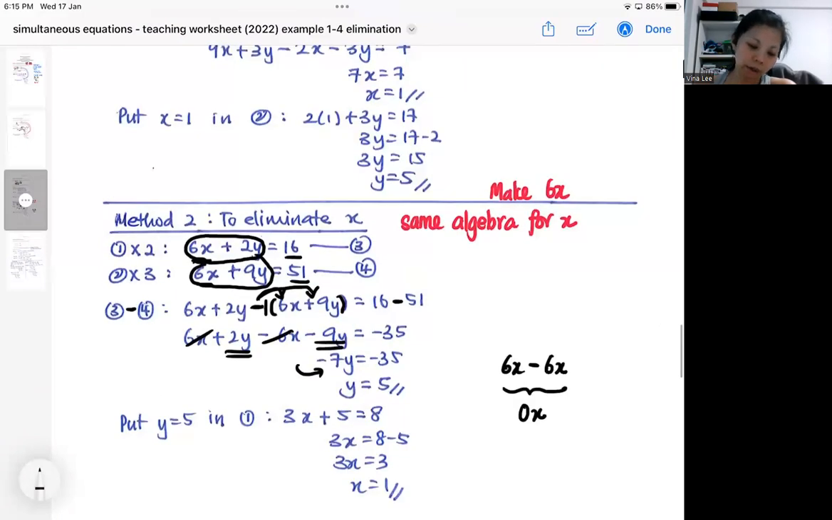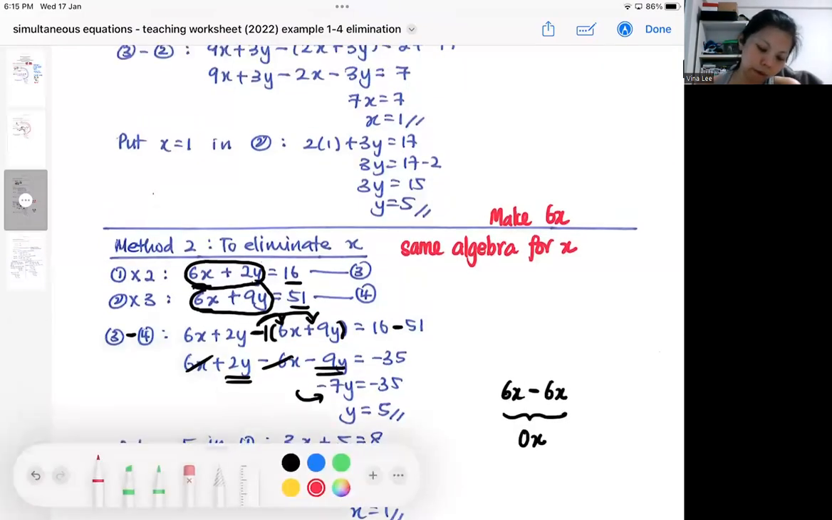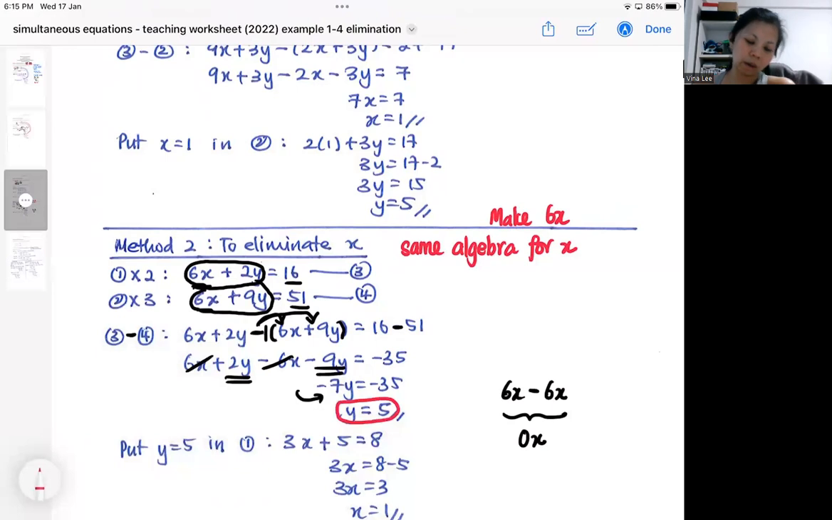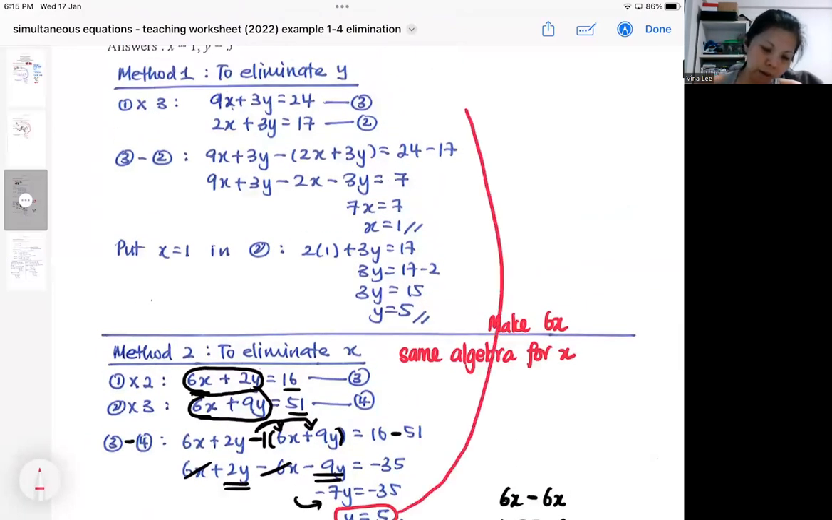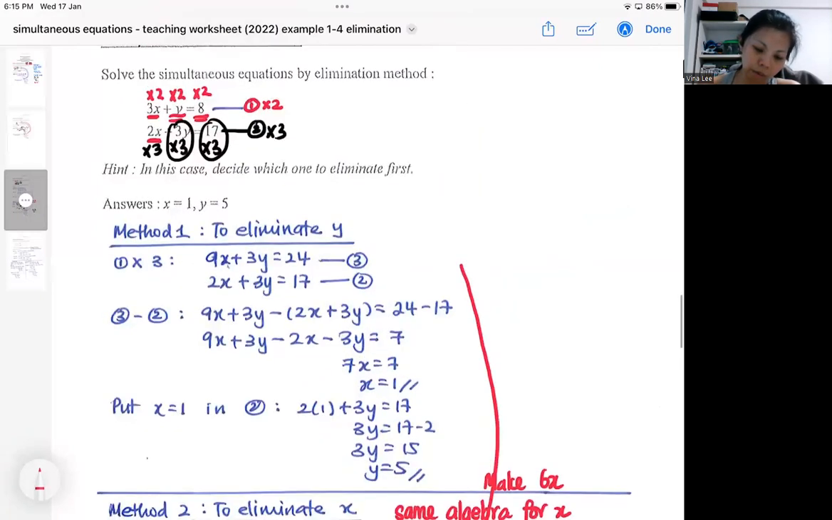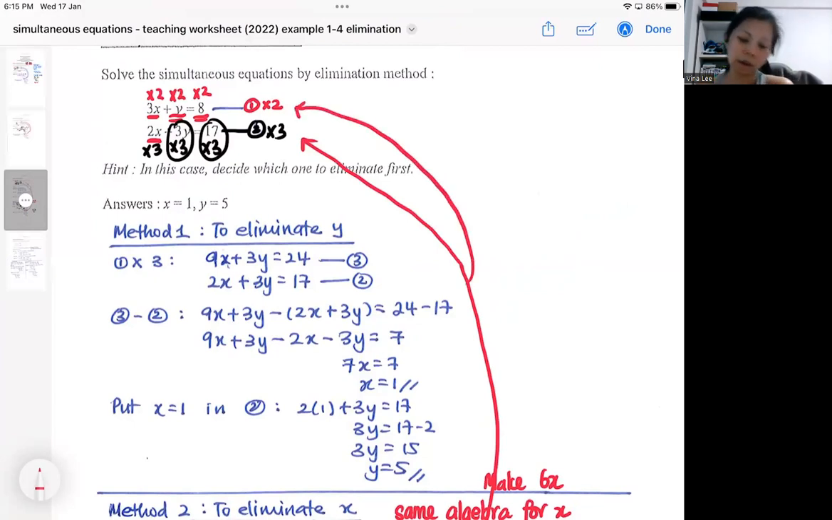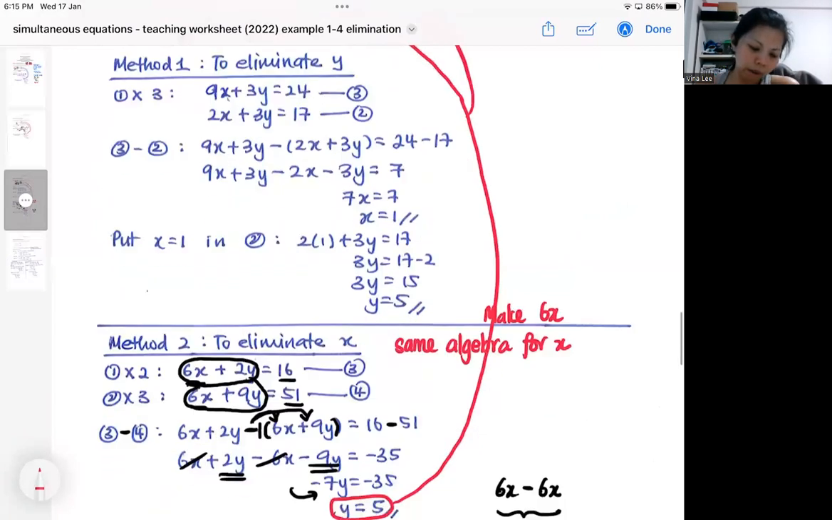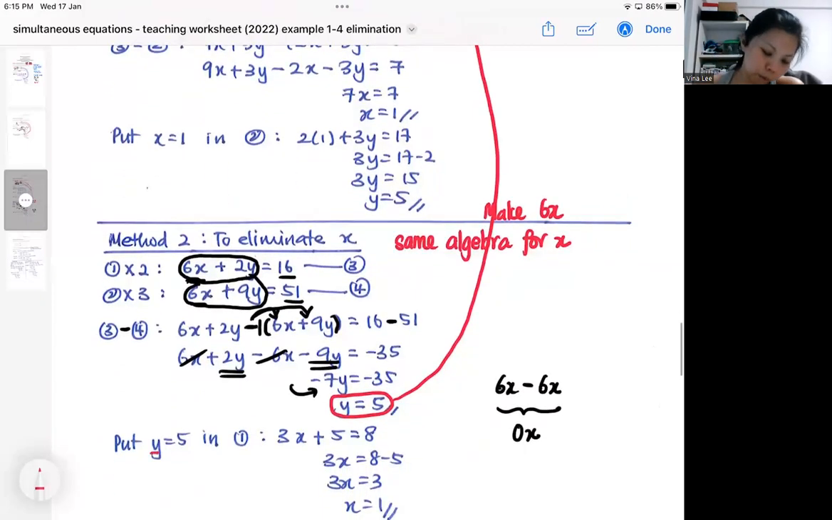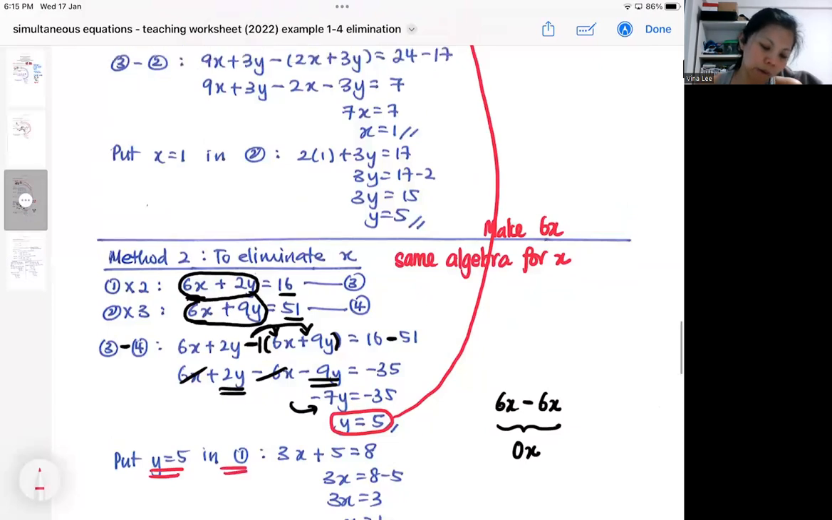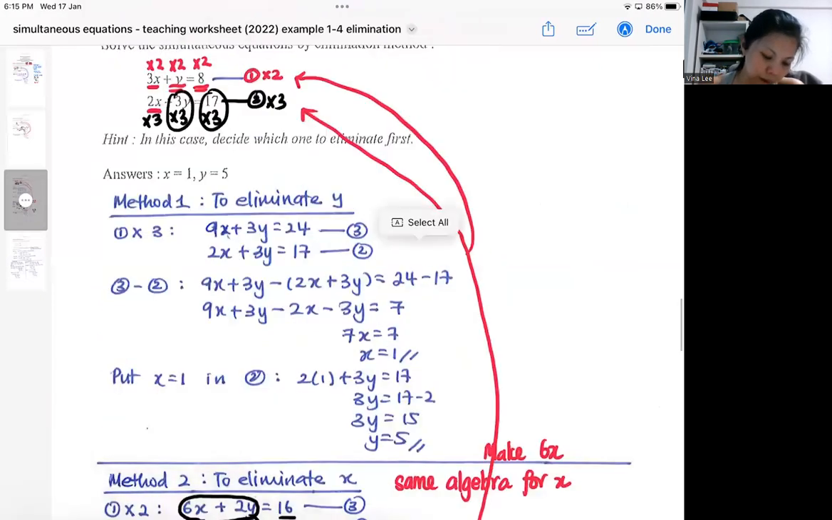Okay, so again, if you already solve for one equation, you already solve for one unknown, you can return back to any of the equations to solve for the other unknown. So it's your choice. Usually I look for the simpler equation. So I decide to put y equal to 5 into equation 1, because to me, the first equation looked quite easy. Can you see the first equation looks quite easy, right?